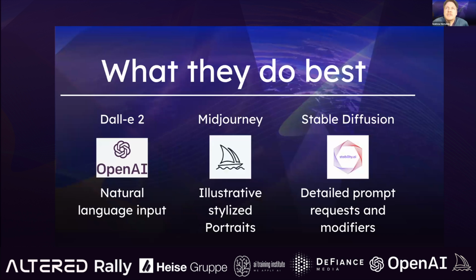Talking about what they do best, they all do text to image generation well. Certainly there have been more developments recently with Stable Diffusion and Midjourney, but what DALL-E does well is natural language input. So if you want to write a story for it to draw, it's going to do the best at getting that from the outset.